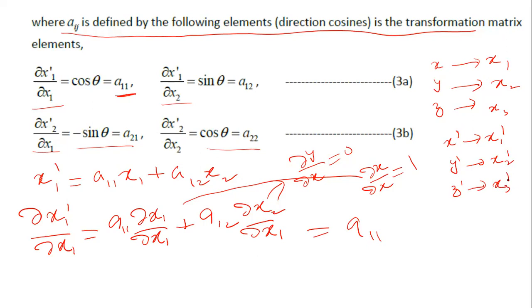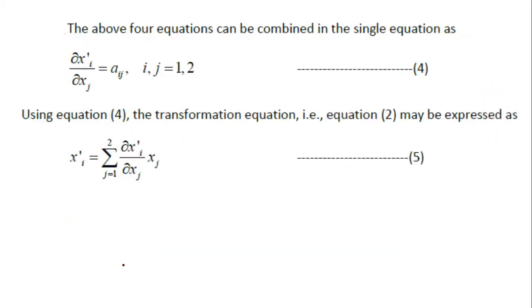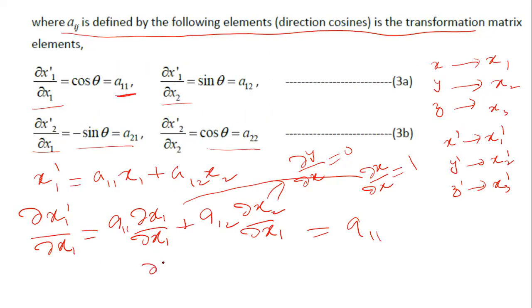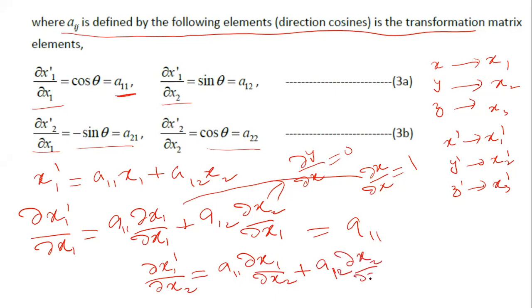Similar to what I've just explained here, if you take the differentiation of x1 prime with respect to x2, this will be a11 del x1 upon del x2 plus a12 del x2 upon del x2. This will again be 0, so this and this will cancel out.